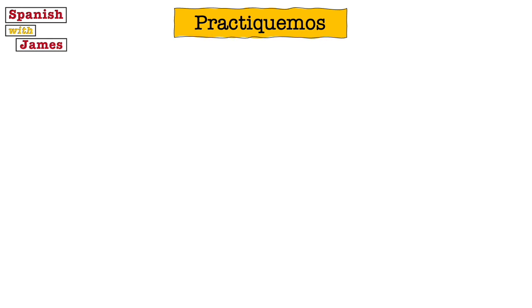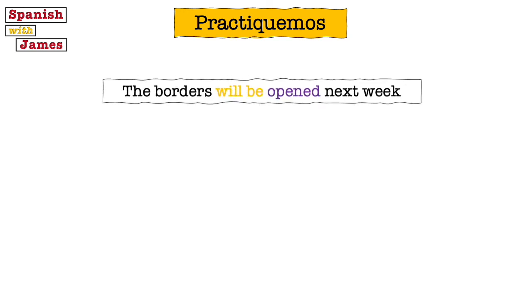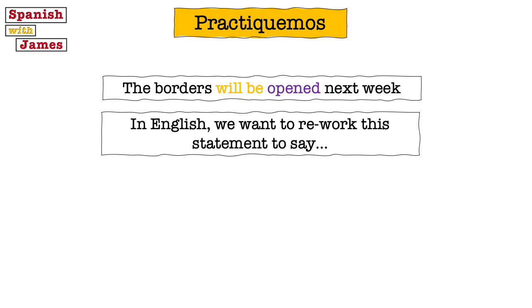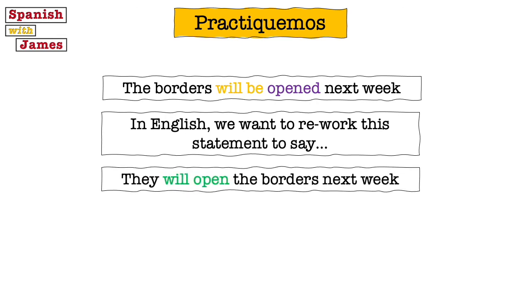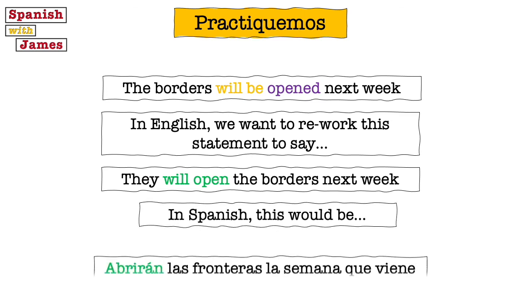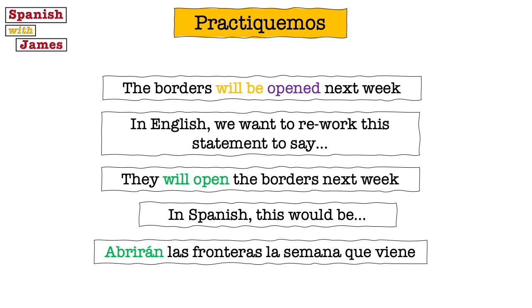Ahora practiquemos con la opción 4. Now let's practice with option 4. If we have a statement in English like "the borders will be opened next week," we want to rework this statement so that it says they, in the anonymous sense, will open the borders next week. And in Spanish, this would be "abrirán las fronteras la semana que viene." So we're just taking the verb and putting it into whatever tense has been used in English, which in this case is the simple future, and making sure that we've used the correct form of the verb to mean they, which is always going to be the third person plural.